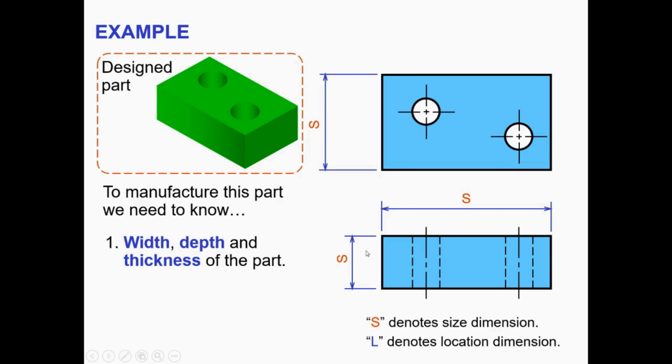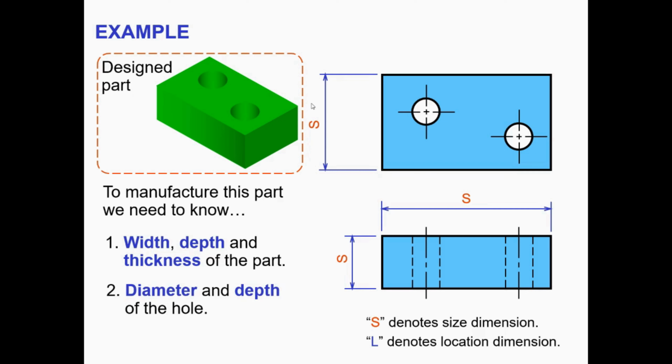So the S denotes the size, which is the thickness, and the L denotes the location dimension. So wherever you see the S, it is basically representing the size.